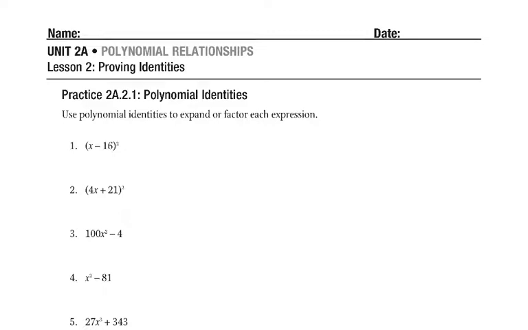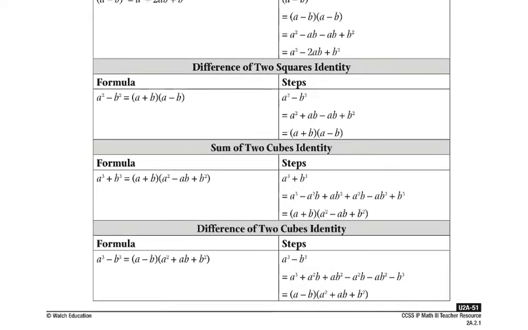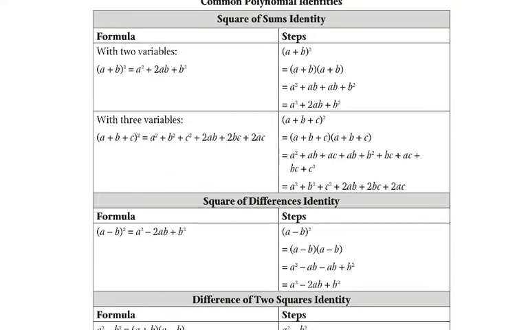Alright, here we are for Unit 2A, Lesson 2.1. So we're dealing with the polynomial identities, and as you should have, I gave you some notes with these identities here. Okay. Now, if we look at the first three, these are identities, and identities are basically just rules. They're just kind of like shortcuts, essentially.